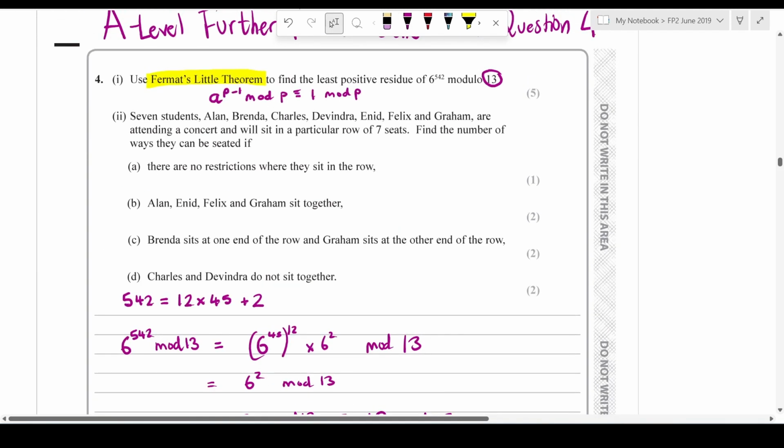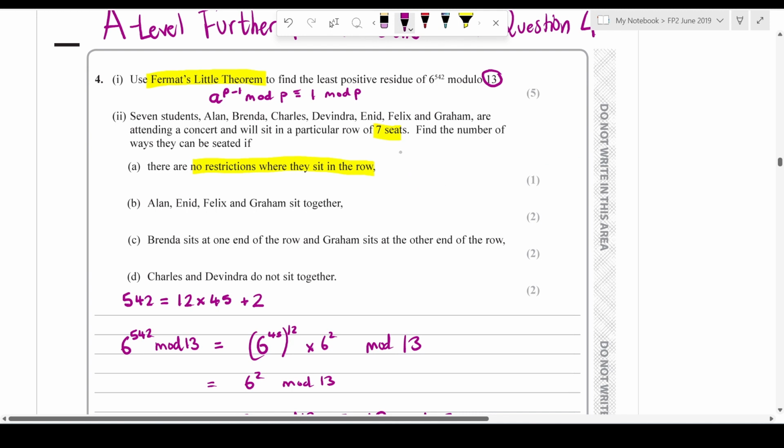Okay, we now have a possibly unrelated question. 7 students, conveniently named A, B, C, D, E, F, G, attend a concert and will sit in a particular row of 7 seats. We've got 7 students and 7 seats, with no restrictions on where they can sit.